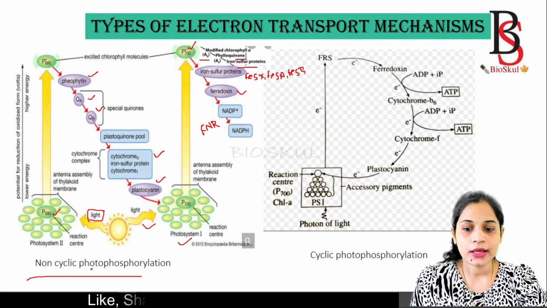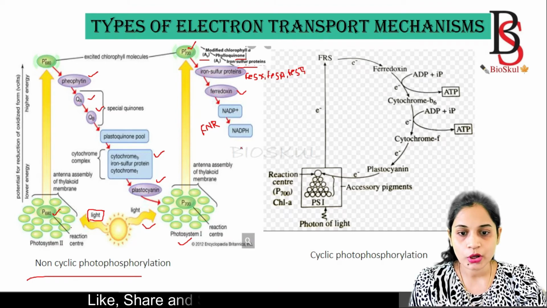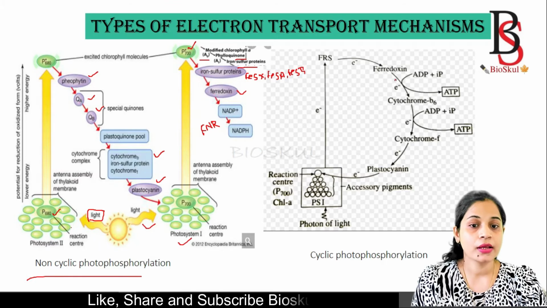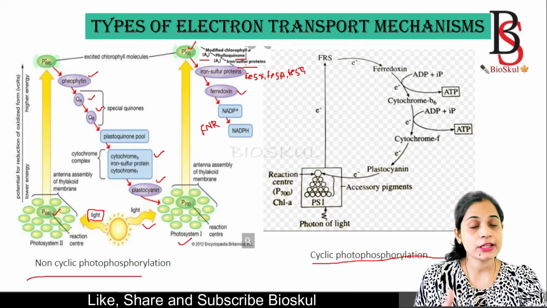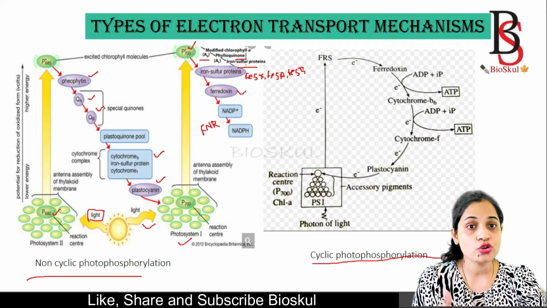So the non-cyclic photophosphorylation leads to the production of both ATP as well as NADPH. Okay. And now comes the cyclic photophosphorylation. Cyclic photophosphorylation means the electron will come back again to the reaction center. So how it takes place, let's see.